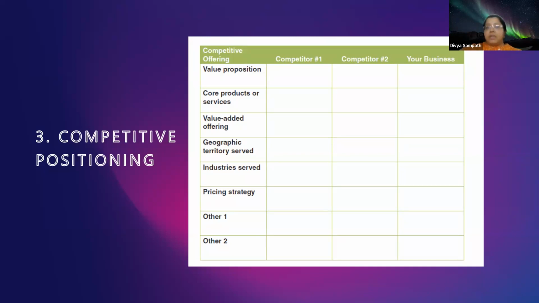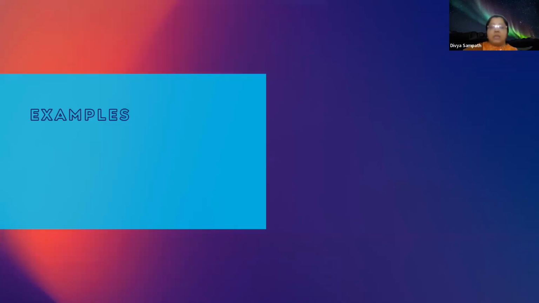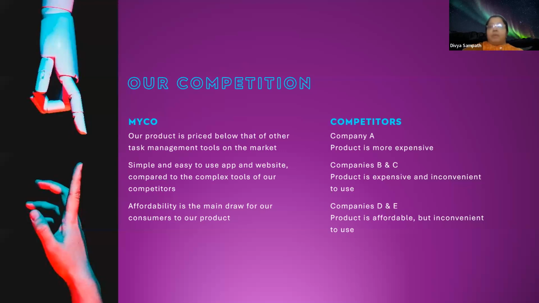And then once you've done this and you've figured out what gives you the advantage over the competition, you're going to take elements of this and include them in your pitch deck as your competitive positioning, right? So good examples could be very simply explaining that, hey, our product is priced below. This is a great example because it's very simple and tells investors what they need to know. My company makes task management tools. Our product is priced below that of other task management tools.